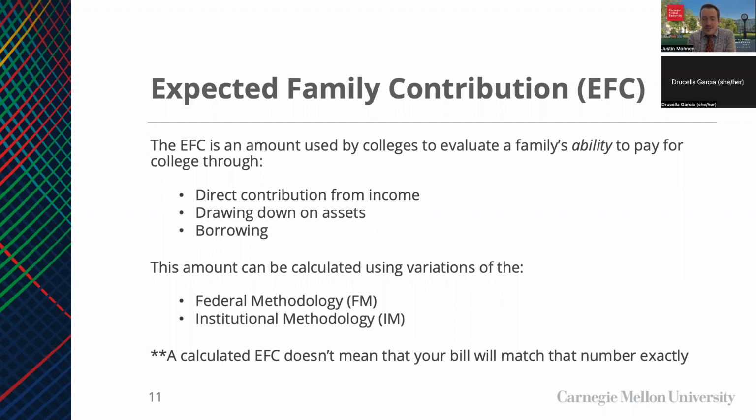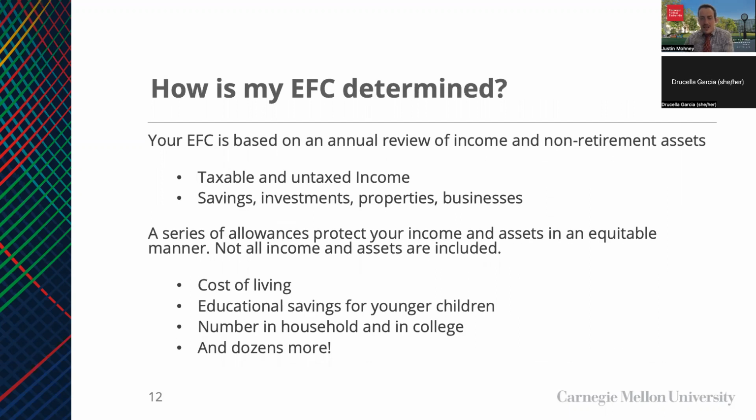I also want to note that this expected family contribution is a standardized process to evaluating a family's ability to contribute to a college education. What the calculations, the methodologies may not be factoring in, though, is a family's willingness to contribute to that education. It's an evaluation of financial resource and strength. So how exactly do we go about determining that expected family contribution?